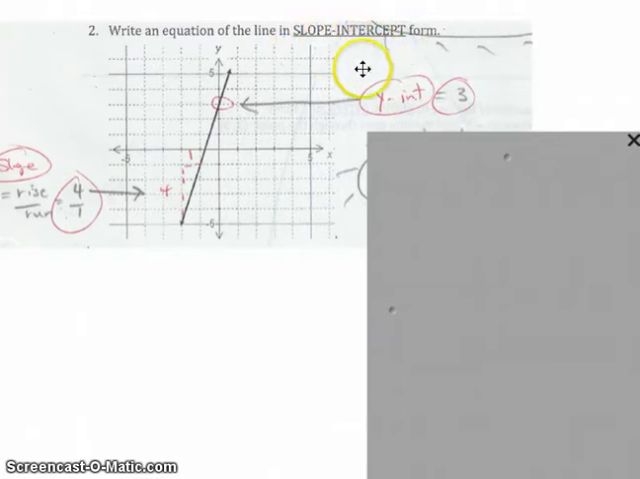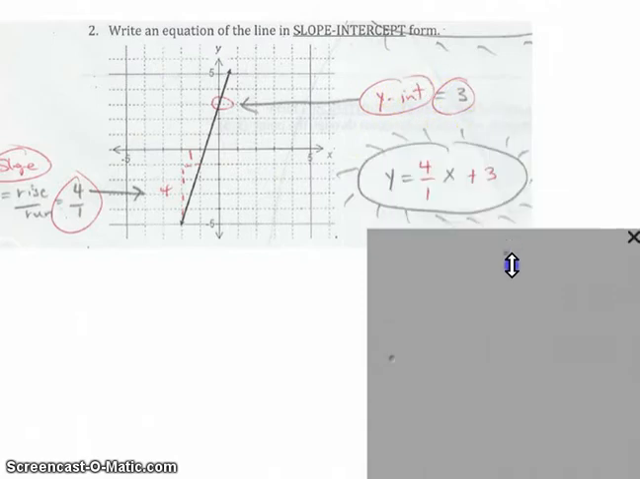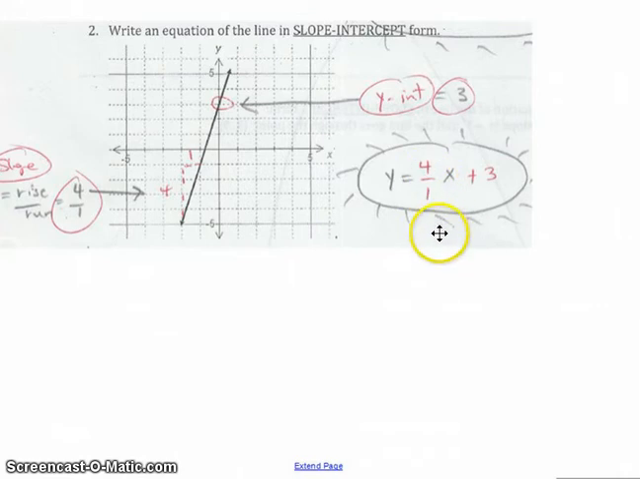Those are the two pieces I said I need. I need the slope, I need the y-intercept. Slope's 4, or 4 over 1 if you want to call it that, and y-intercept is 3. So my equation is y equals 4 over 1 x plus 3. Or like I said, you can call it just plain 4x plus 3.